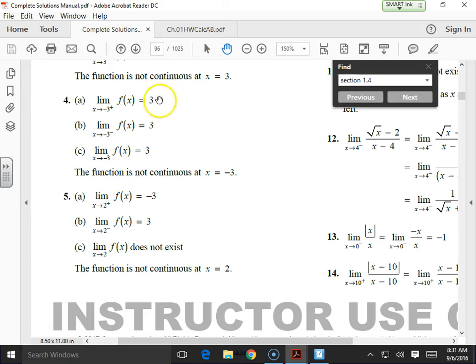Number 4, ABC. Are we good? The limit from one side is 3. The limit from the other side is 3. The limit is 3. Wait a minute. Why was it not continuous? Because f of 3 doesn't exist. The point didn't exist.